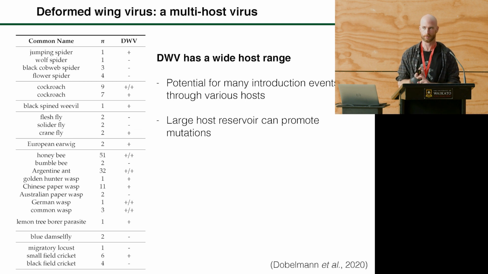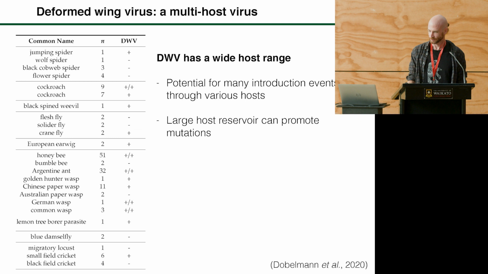So honeybee exports stopped in New Zealand. I wasn't able to really find the exact date, but a while ago, at least a few decades ago. But deformed wing virus and other variants of deformed wing virus could be introduced to New Zealand through other hosts, for instance. And another consequence of this large host reservoir is that it can promote mutations, which could lead to accelerated evolution.